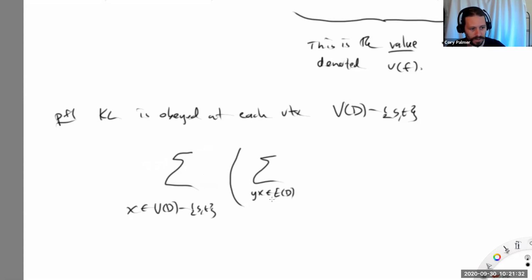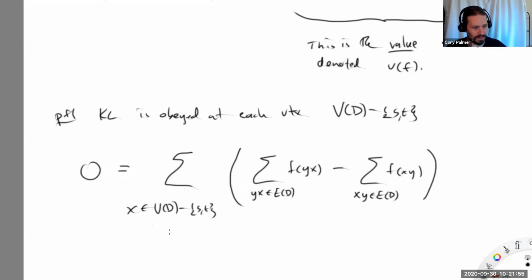So keep in mind, when I'm computing this sum here, X is fixed, right? For every vertex, check all the incoming edges to X, compute their flow, YX, and then subtract from that, for every arc exiting X, the flow of that arc. Okay, this whole thing should be equal to 0.